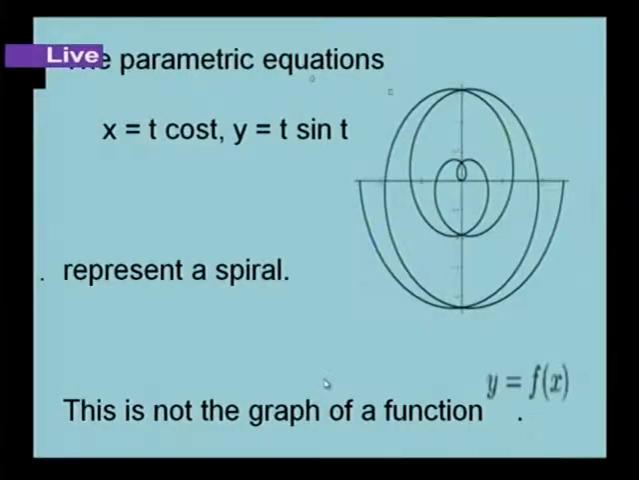Okay, friends, here we are taking some parametric equations. The parametric equations: x is equal to t cos t, y equals t sin t. It represents a spiral shape.